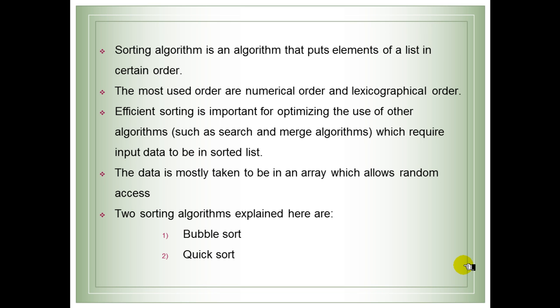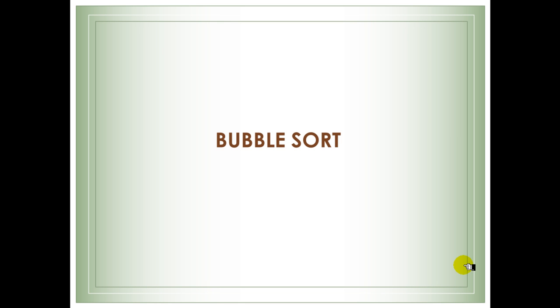The data is mostly taken in an array form, which allows random access, instead of a list, which allows sequential access. The two algorithms that we are going to see over here are bubble sort and quick sort. First, let us discuss bubble sort.